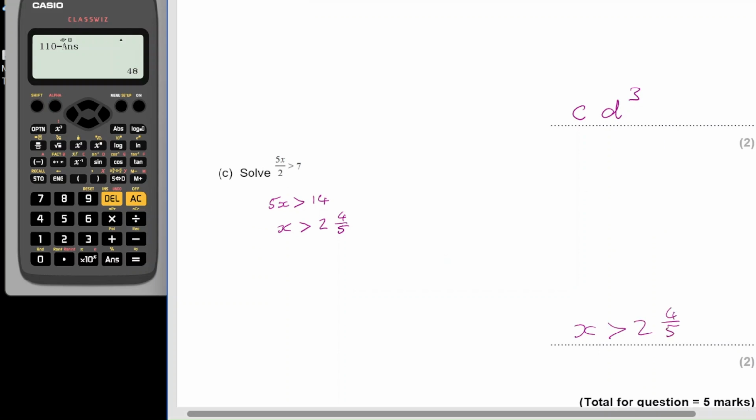If you've gone 0.8, that's absolutely fine. There's no issue with that. It's just a different way of representing the same number. You could have got 14 over 5, which would also be fine.